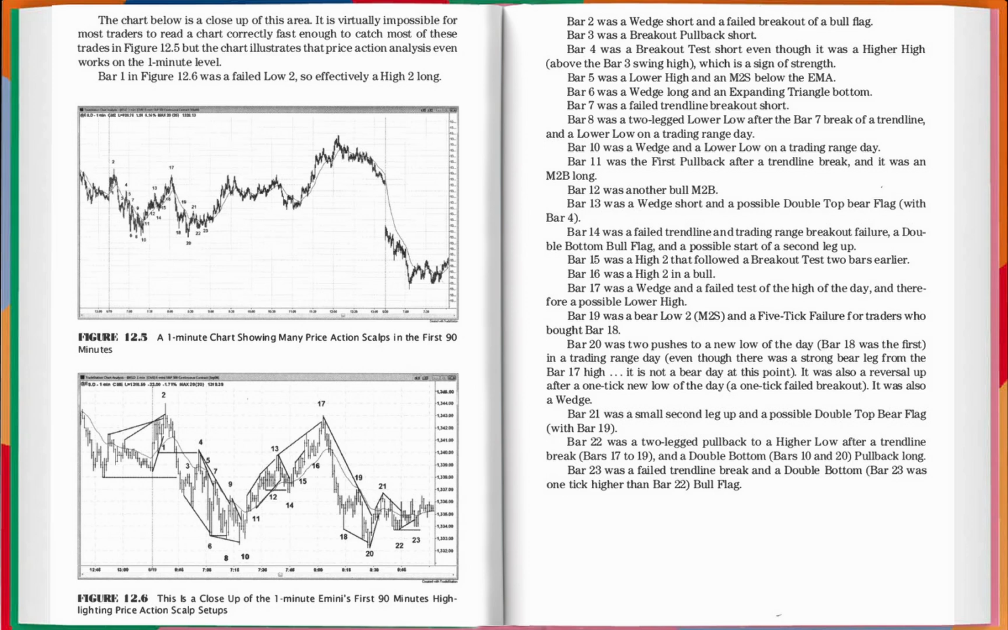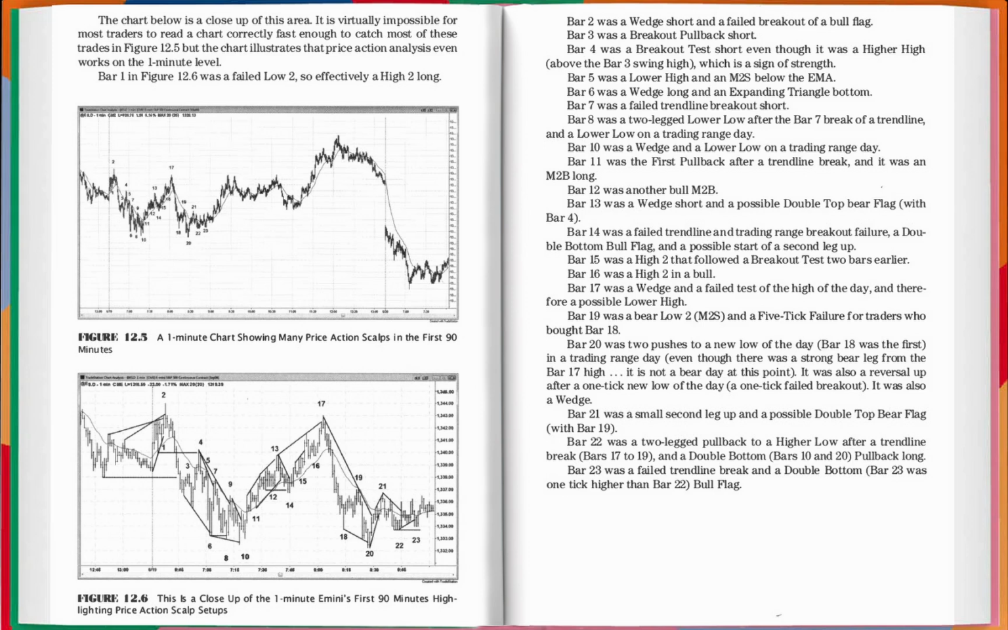Bar 16 was a high 2 and a bull. Bar 17 was a wedge and a failed test of the high of the day, and therefore a possible lower high. Bar 19 was a bear low 2 M2S and a 5-tick failure for traders who bought bar 18. Bar 20 was 2 pushes to a new low of the day.